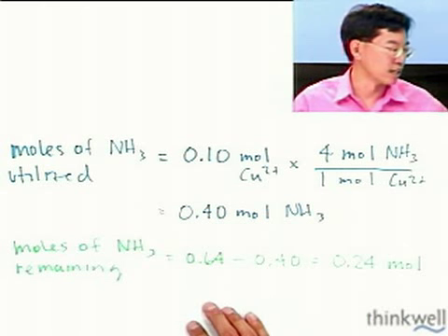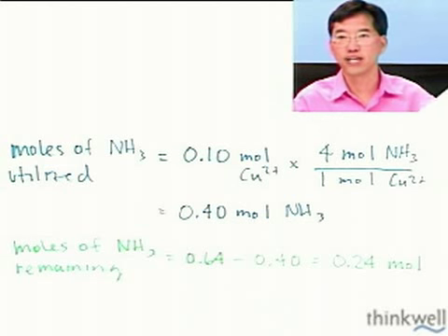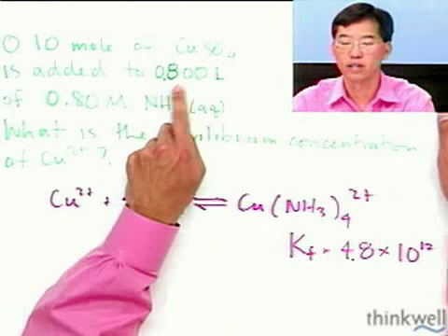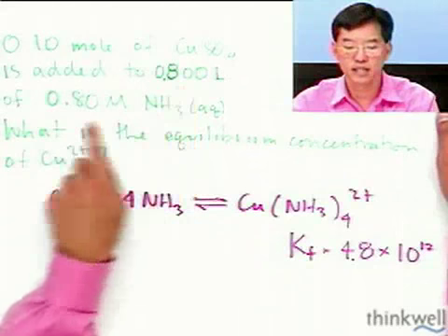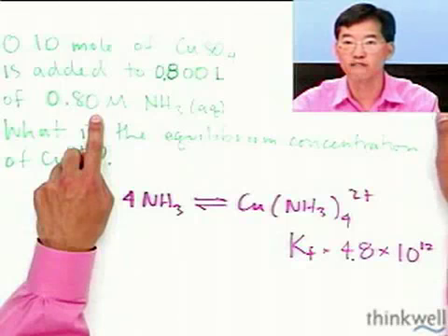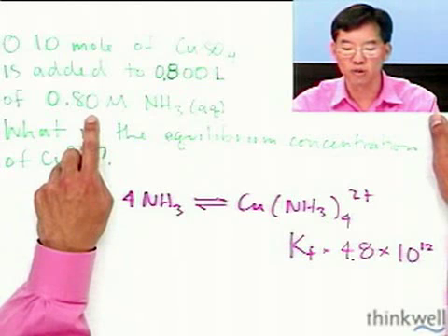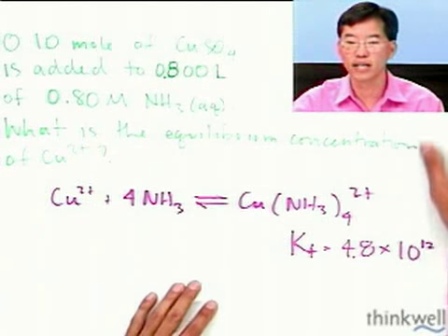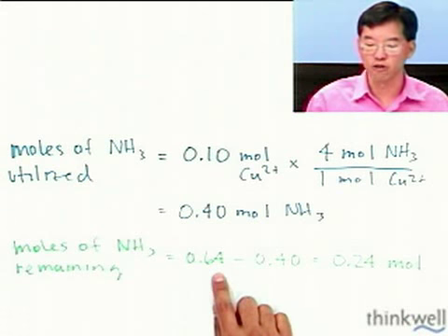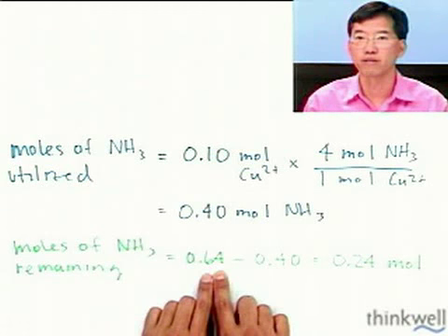How do we know that? Well, remember, we know the concentration of the ammonia, and we know the volume of the ammonia. We started with 0.800 liters, and we know that it's 0.80 molar. And to get the number of moles of ammonia this represents, we multiply the concentration times the volume. So 0.80 times 0.800 is 0.64. So this is the number of moles of ammonia we started with.